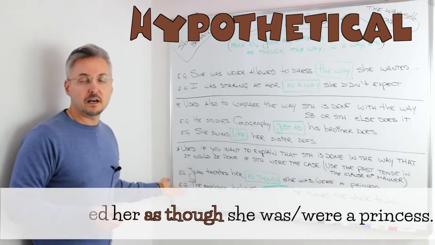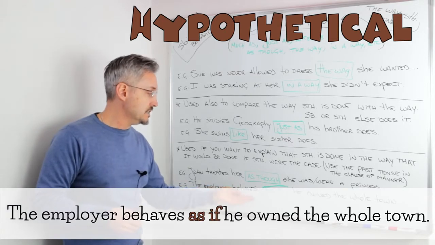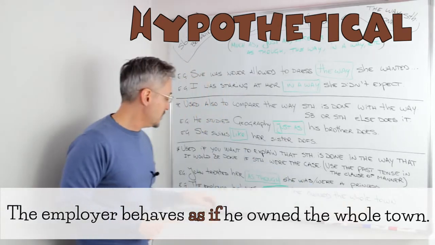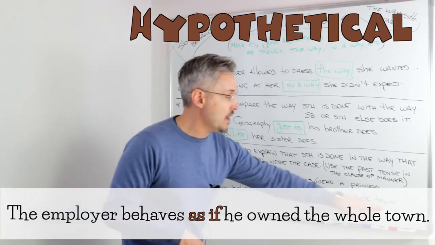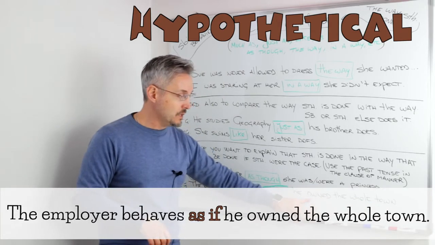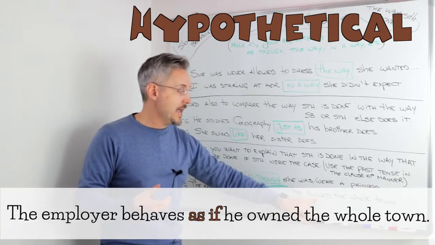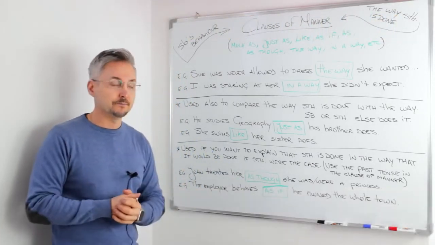Now, the next example was, the employer behaves as if he owned the whole town. Okay, the employer behaves as if he owned the whole town. Owned, okay, is the past tense of the verb to own, and here would be considered a subjunctive.